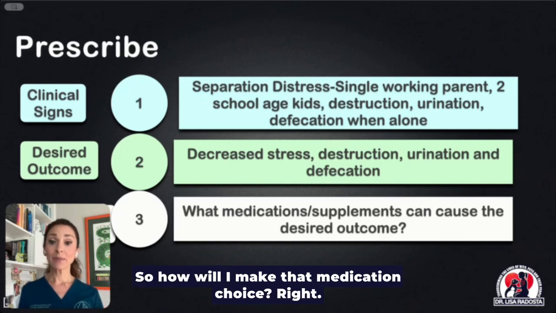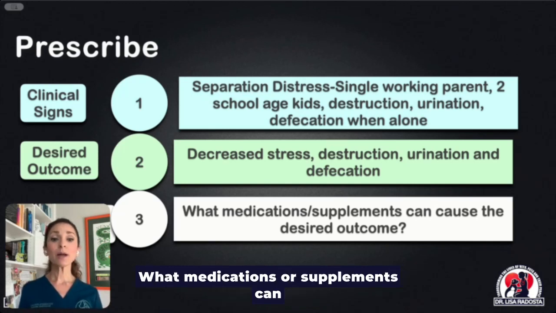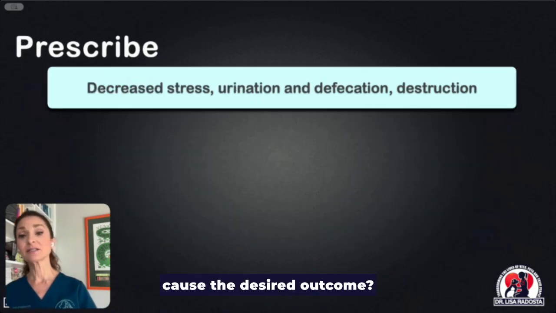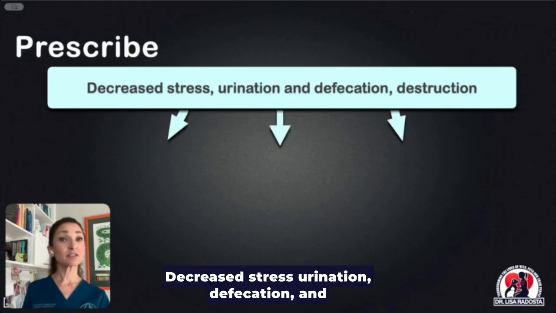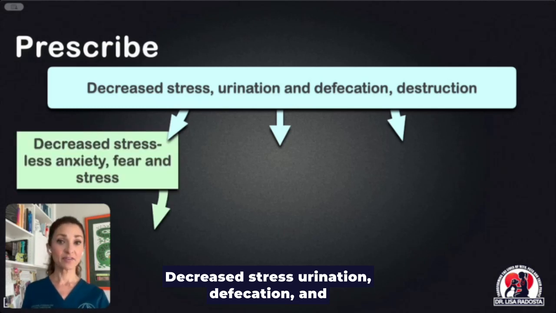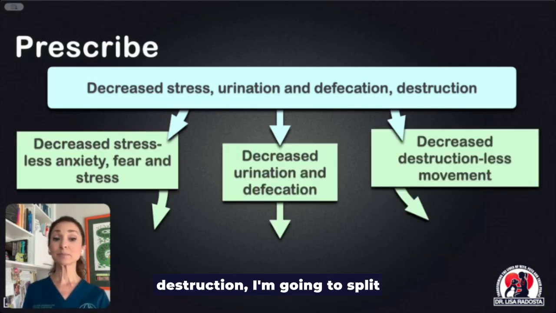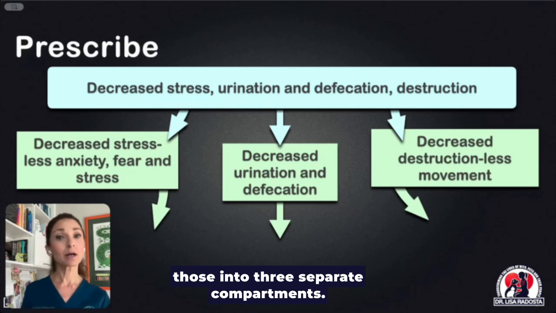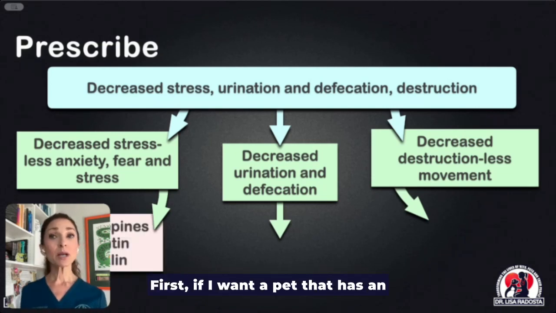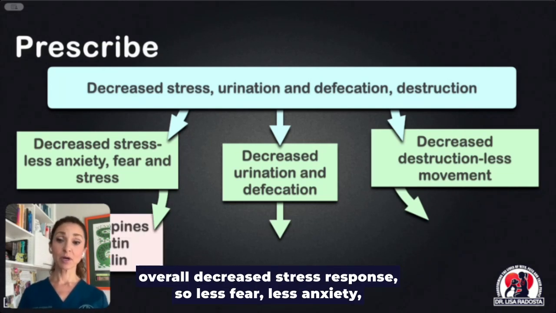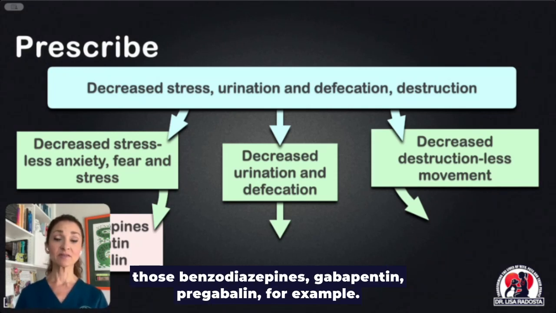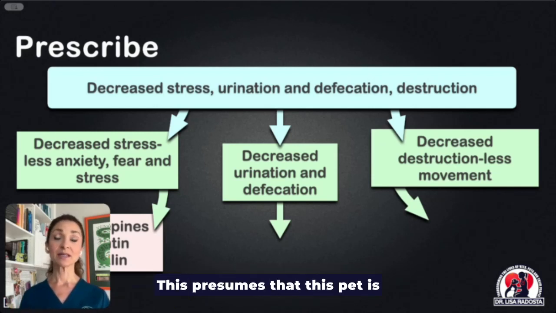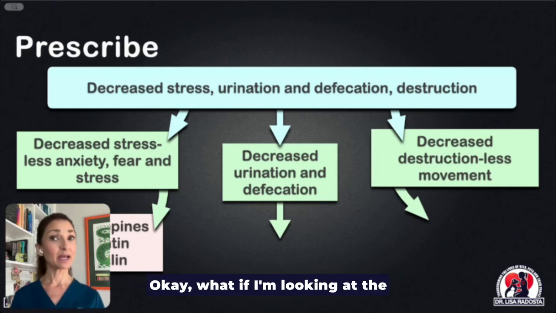So how will I make that medication choice? What medications or supplements can cause the desired outcome? Let's run through that. Here's my goal: decreased stress, urination, defecation, and destruction. I'm going to split those into 3 separate compartments. First, if I want a pet that has an overall decreased stress response, so less fear, less anxiety, and less stress, I'm going to be looking at those benzodiazepines, at gabapentin, at pregabalin, for example. This presumes that this pet is not in any way aggressive, okay?